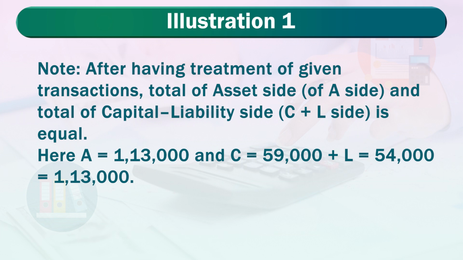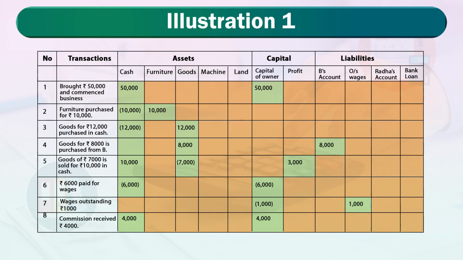To clarify the accounting equation and to give more clarity about it, the following table is prepared. Here transactions, different assets, capital and liabilities related columns are prepared. From the above transactions, it is ascertained that there are few transactions pertaining to the assets: cash, furniture, goods, machine and land. So, accordingly we have prepared 5 different columns of assets.